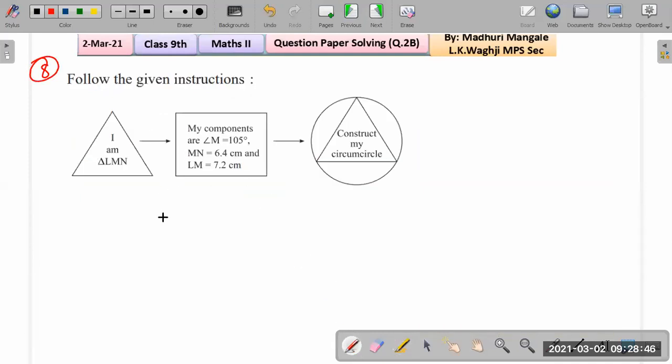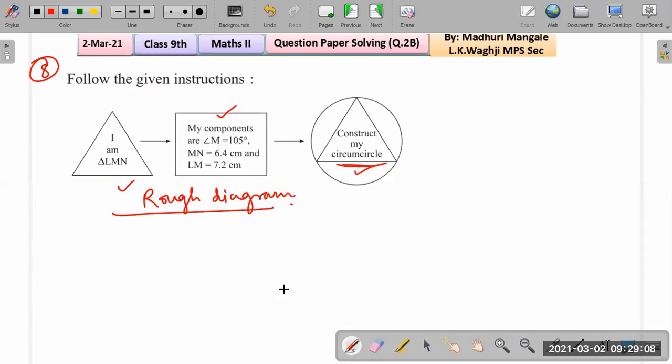And what are we asked to do here? This part says I am a triangle element and my components are, you need to construct my circumcircle. Okay, so this question is on construction of circumcircle. And how do we do that? We start always with a rough diagram, correct? So let's draw the rough diagram first.